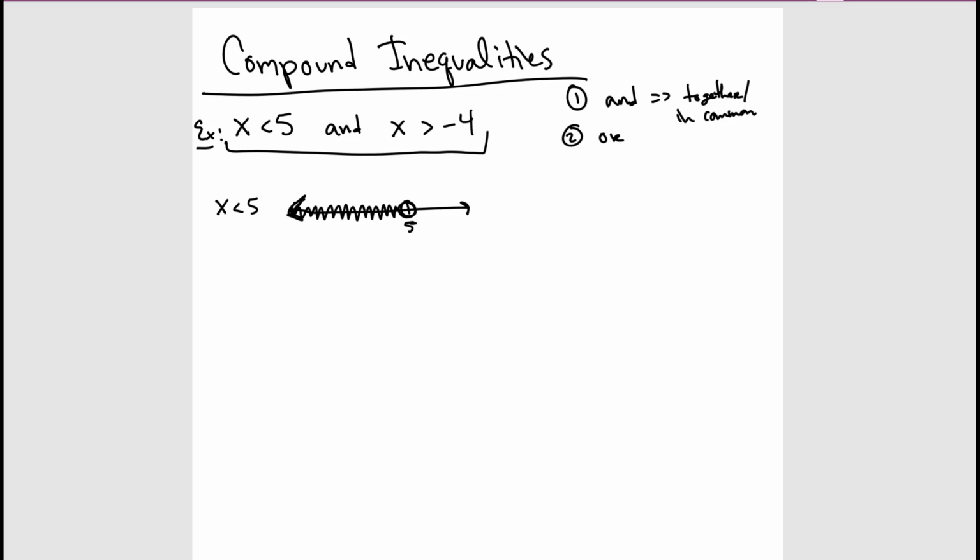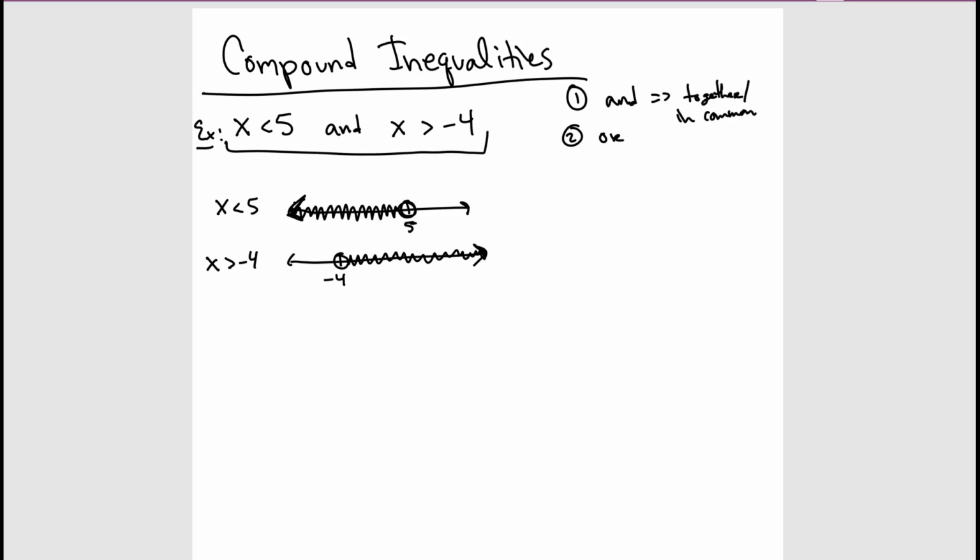Now we want the other one, x is greater than -4. I'm going to graph this. -4 is a little bit less than 5. -4 also is not included, and it's everything that's greater than. So all of this stuff.